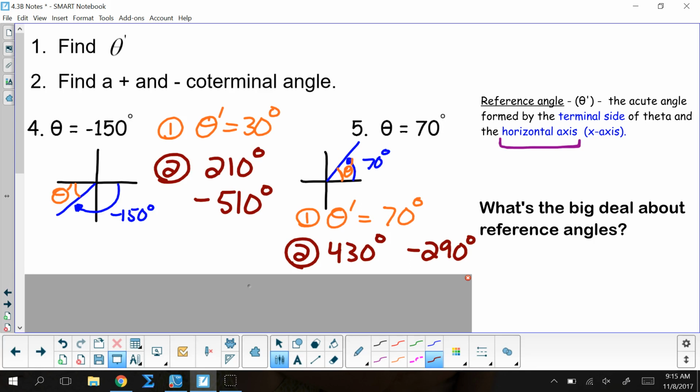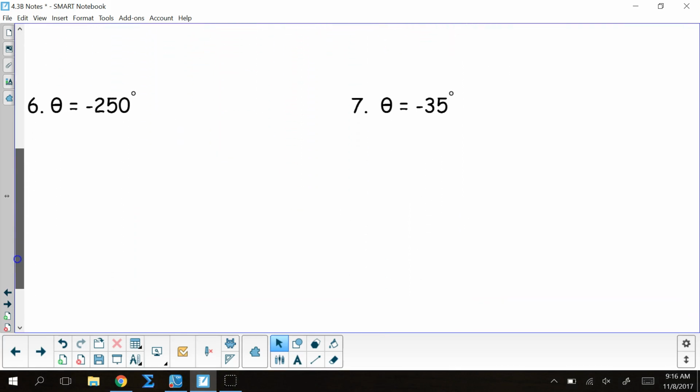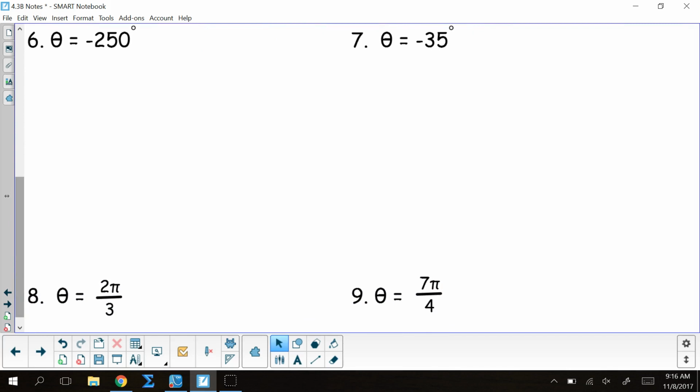All right, you try them now on your own. See, I'm not a big fan of this grayness. There we go. Make it the gold. Matches my shirt.